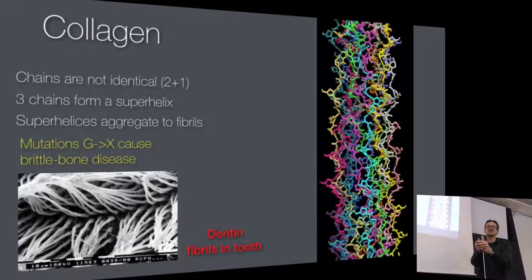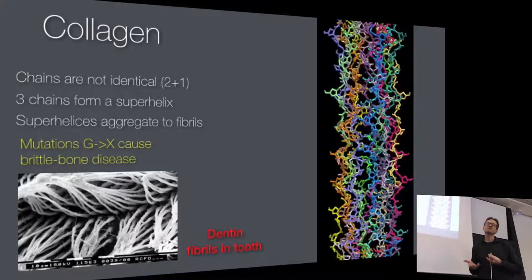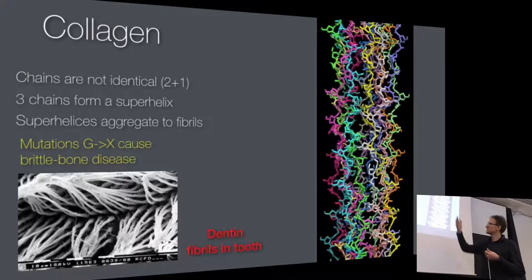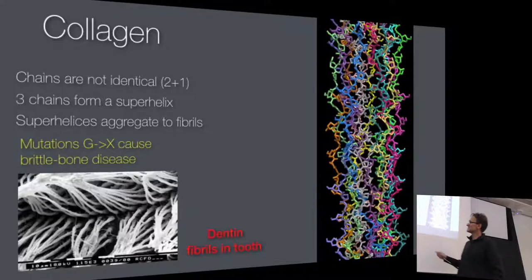Because again, nature doesn't have a whole lot of imagination, and we can't have, because if we had too much imagination, it would take forever to build it. So simple building blocks that we repeat and repeat and repeat. And once you get to this size, you can actually see it in an electron microscope. So this is dentine fibrils in your tooth.